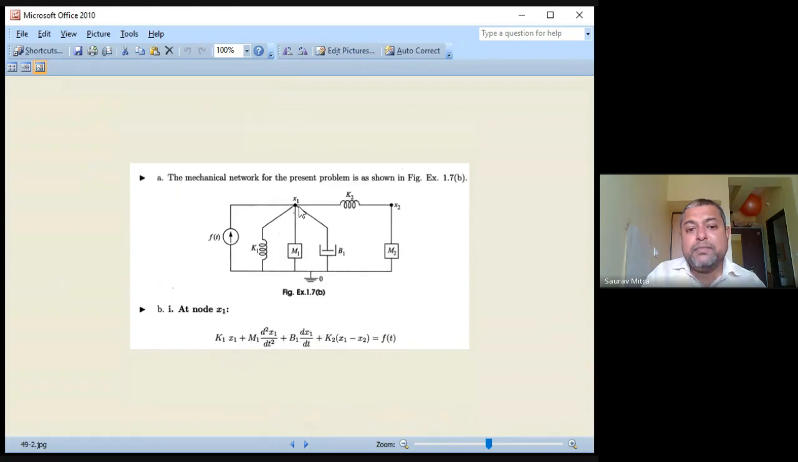Now, k2 into x1 minus x2, because you are writing the equation for x1, so this term is equal to f(t). So there will be five terms here with respect to node x1. One term is the input, that is f(t), equal to all the dissipations: k1, m1, b1 with respect to x1 and ground, and k2 is connected between x1 and x2, so that's why the k2 into x1 minus x2 term is there.